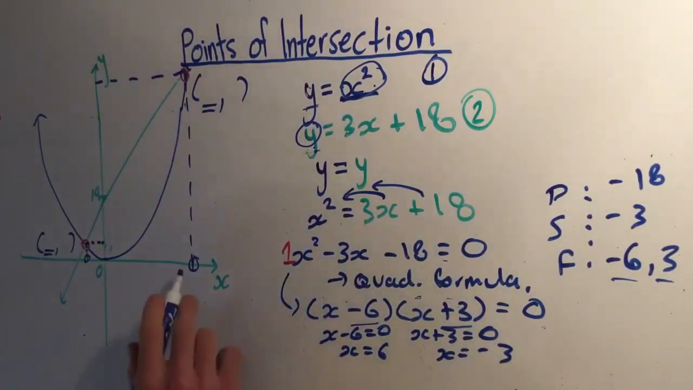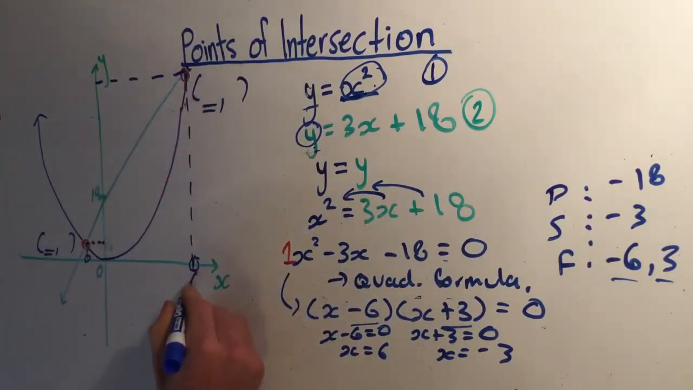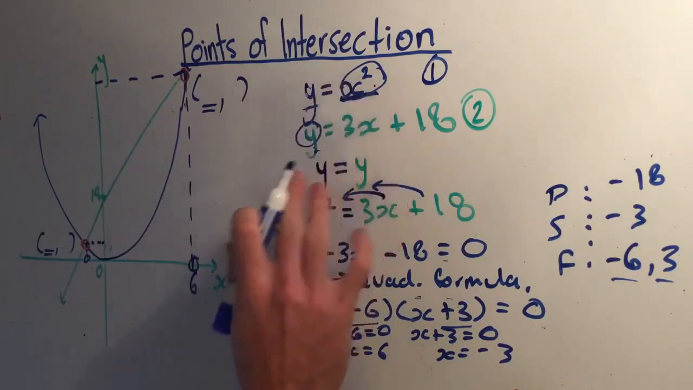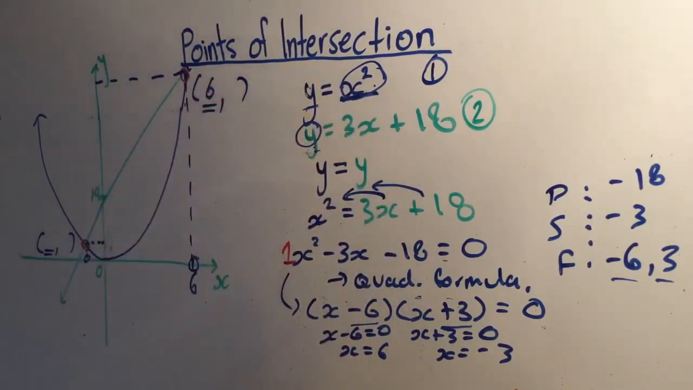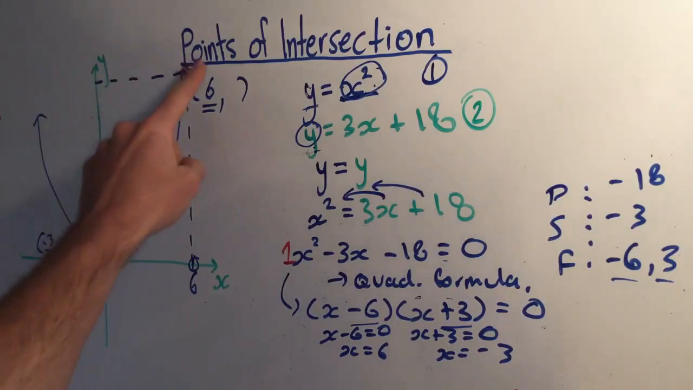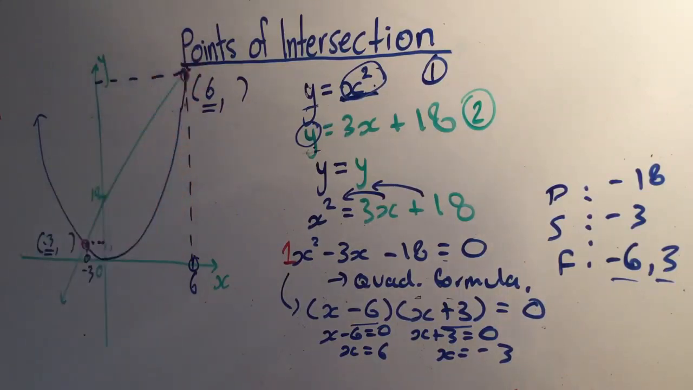Okay, great. What have we just found? We've just found that 6 is this coordinate. Both of these equations will hit each other at x equals 6, and also they'll hit each other at x equals -3. So that point's -3. So you know -3 and 6 are the x coordinates. Let's find the y coordinates, because we want the point, not just the x value.